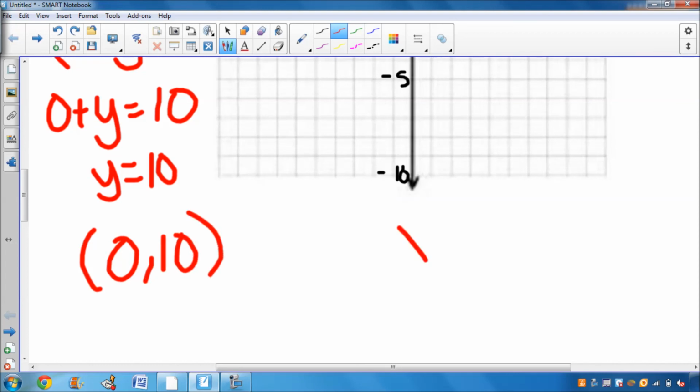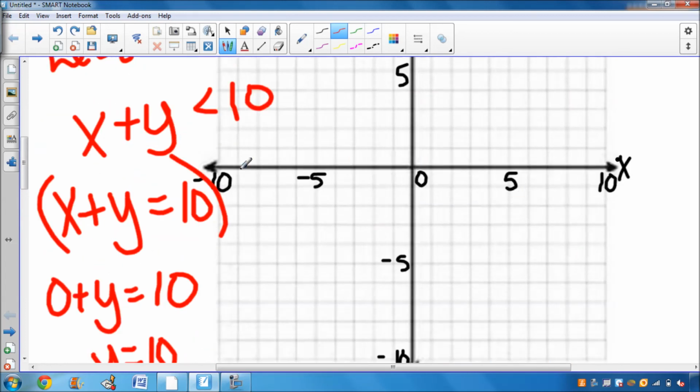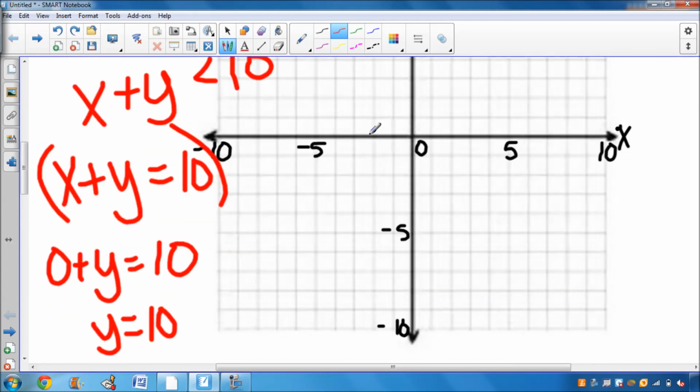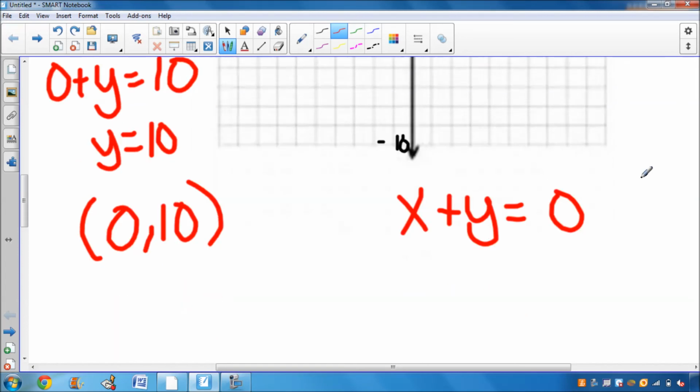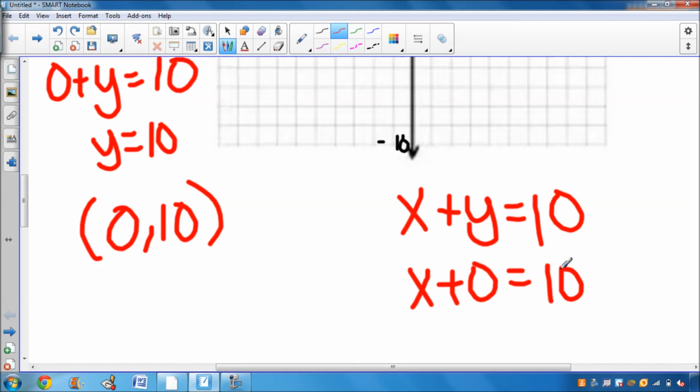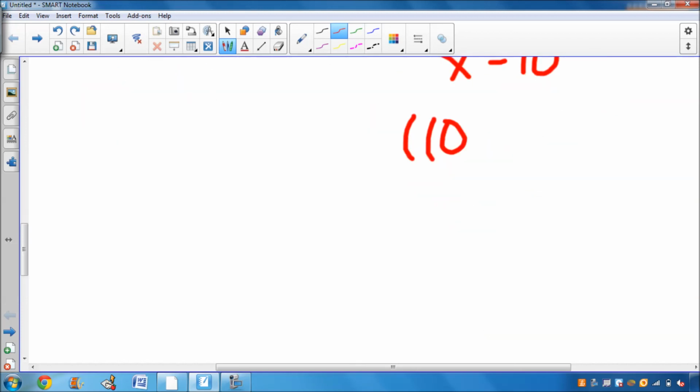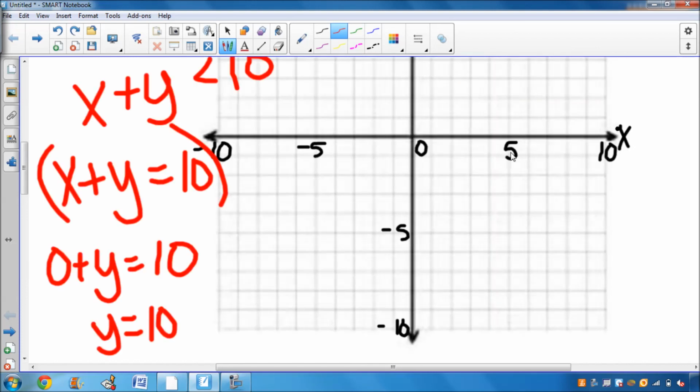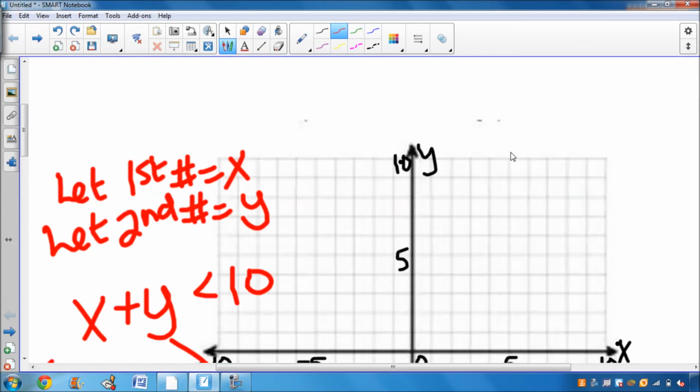Okay? And then to figure out my x-intercept, that happens when y equals 0. The x-intercept happens here. Here is where y equals 0. So I would say x plus 0 equals 10, which means that x equals 10. So that means that another coordinate that it will go through is 10, 0. So I know 2 points on my line. I've got 0, 10, and then I also have 10, 0, and I know that it's not equal to it because it says it's less than 10.